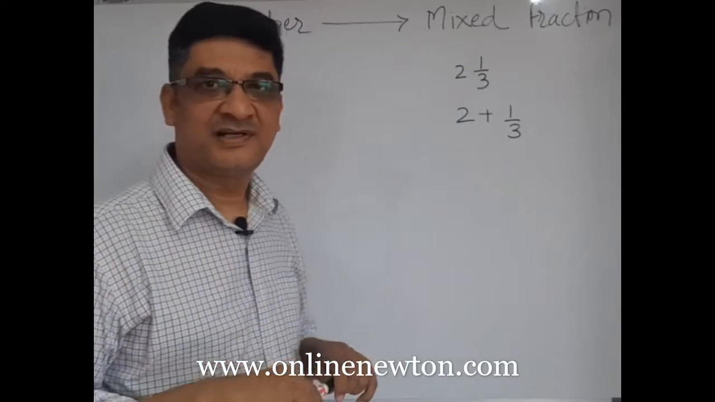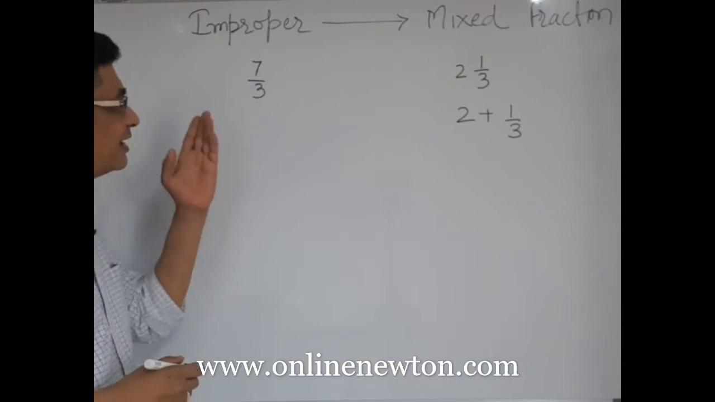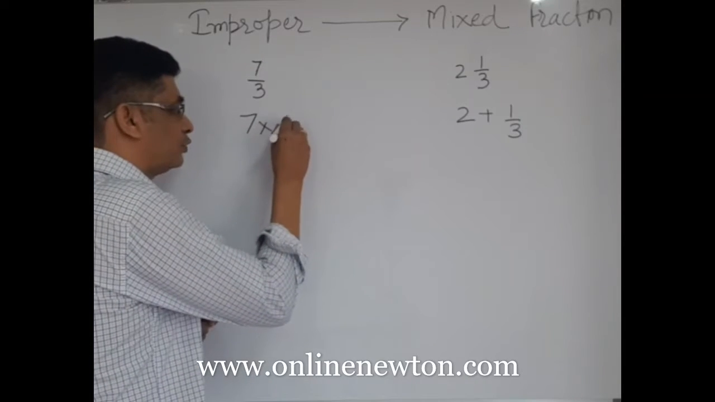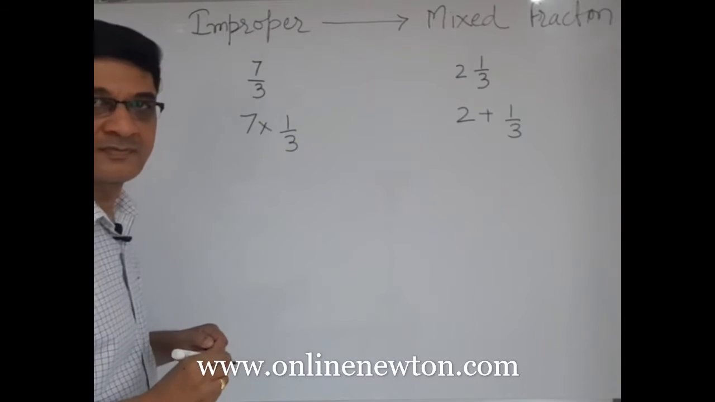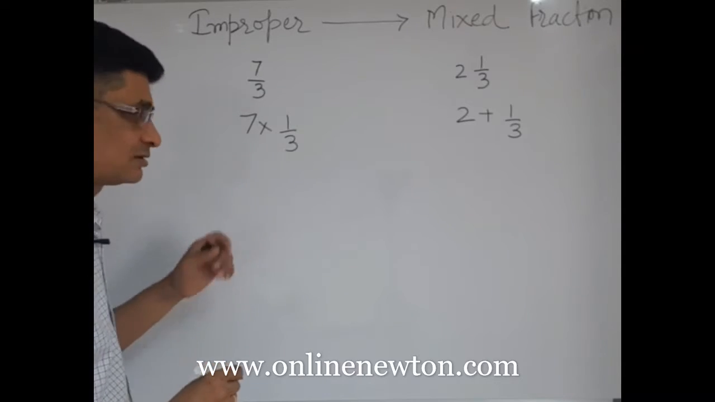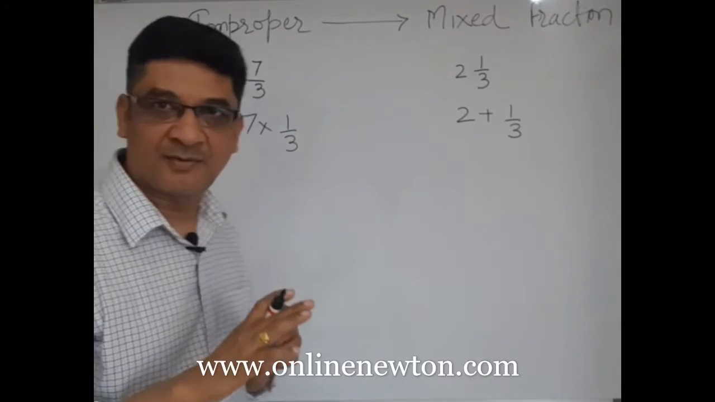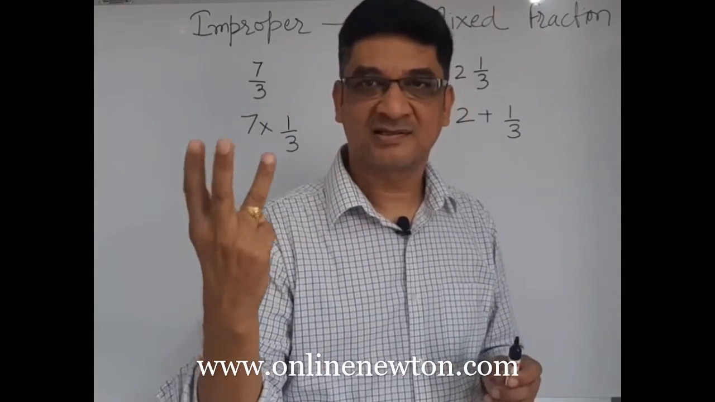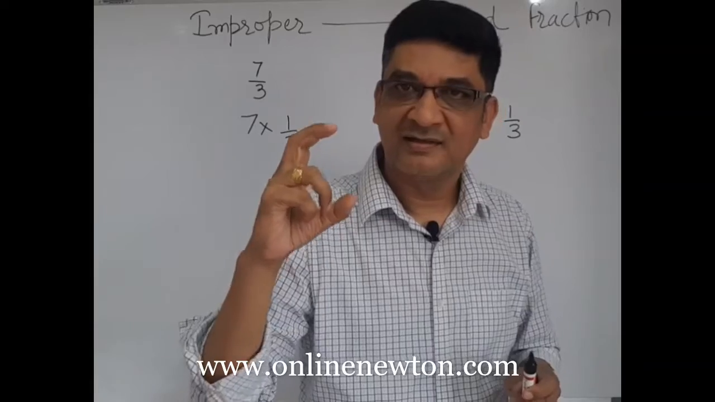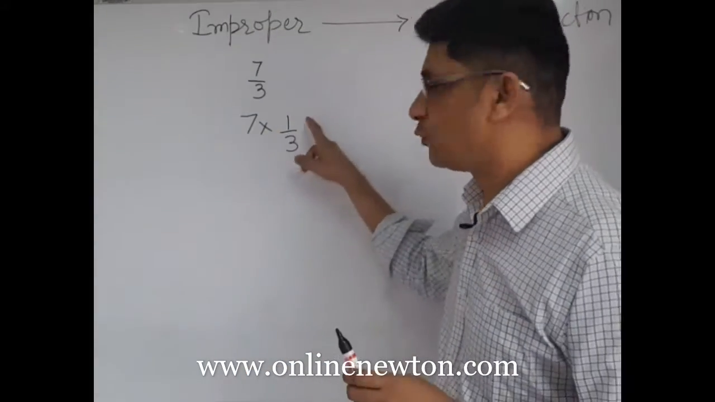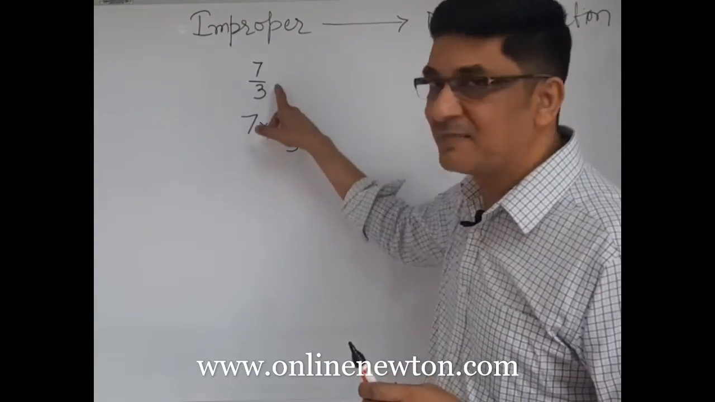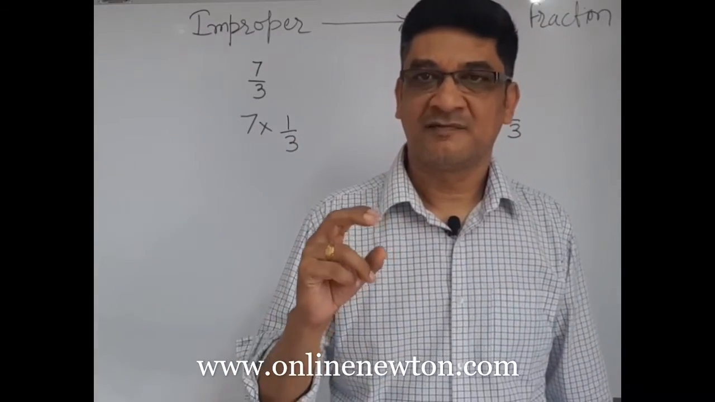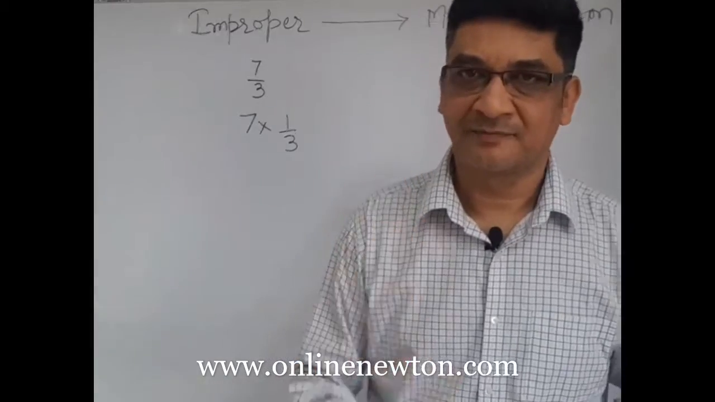Now in our past videos we have seen that 7 by 3 means 7 into 1 by 3, and 7 into 1 by 3 means what? For example, we have an apple and we cut that apple into 3 equal parts. The size of each part will be represented as 1 by 3, and 7 by 3 means we have 7 such parts whose size is 1 by 3.